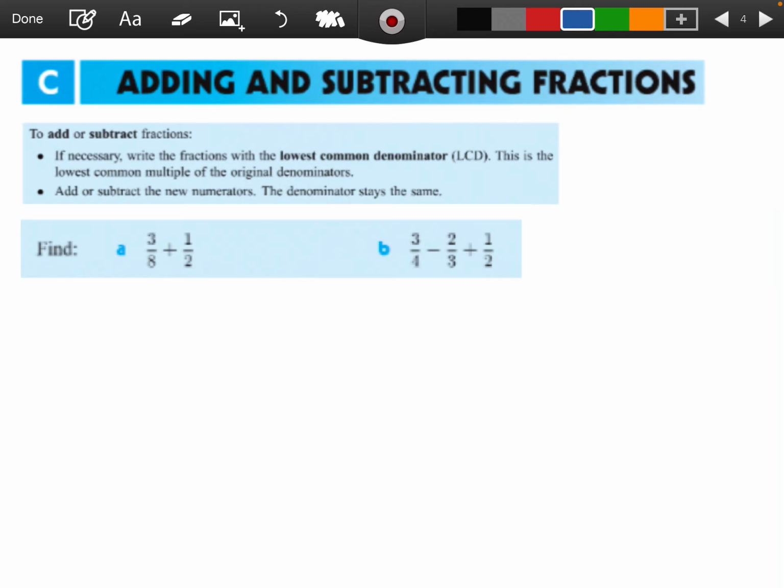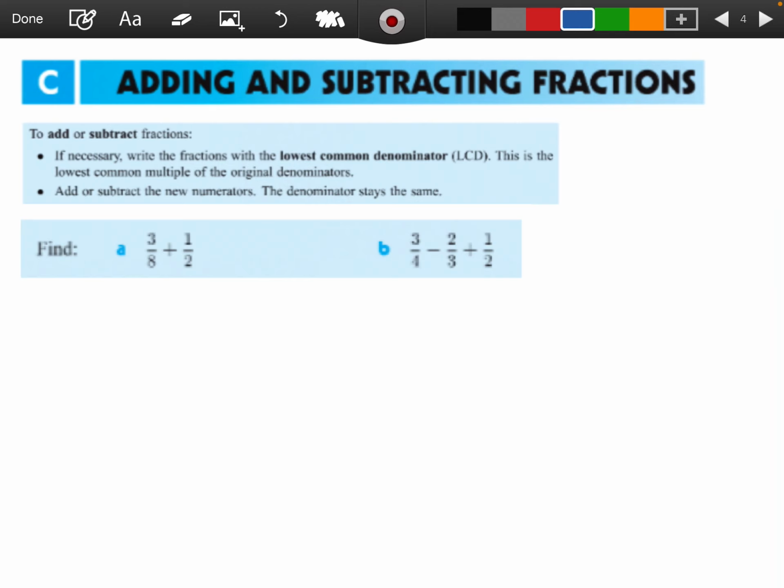Okay, moving on. So now we're going to talk about some operations with fractions. There are 4 basic operations that we're going to touch on: adding, subtracting, multiplying, and dividing. Normally I would start with multiplying because I find that one to be the easiest, but we're going to start with adding and subtracting because they work exactly the same way.